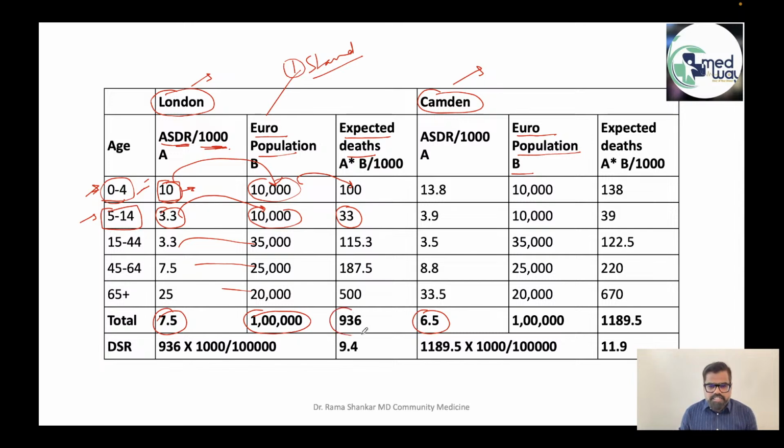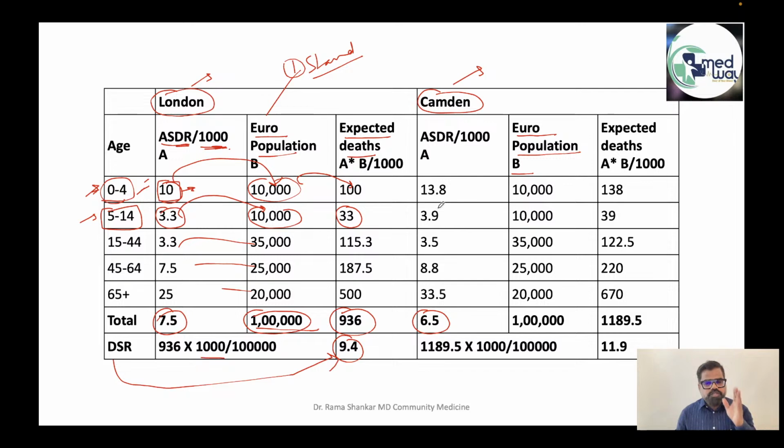If you add this, it becomes 936. So 936 kids are dying in 1 lakh standard population. How many will die in 1,000? That is 9.4. So this is my direct standardized rate for London.